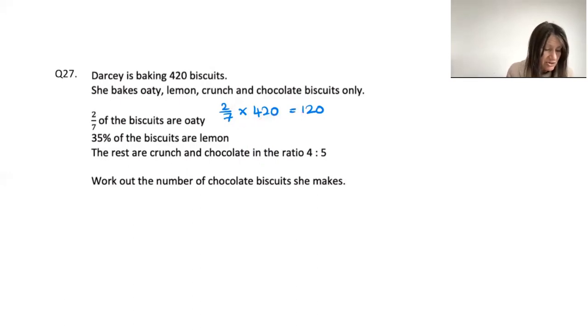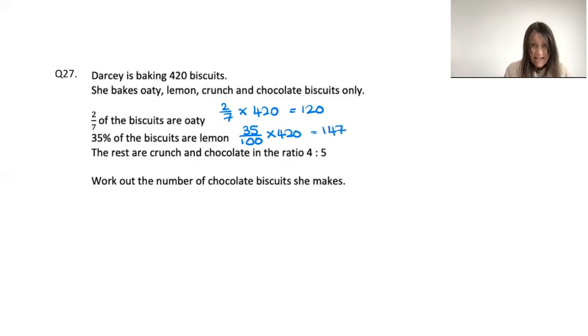So fairly straightforward. And the numbers, if your exam has a non-calculator paper in it, then they are going to choose numbers that are usable, that work and aren't going to send you in a spin. Because that's not really the point. So 35%, remember, is 35 out of 100. And we're timesing that through by 420. That gets us 147 lemon biscuits.